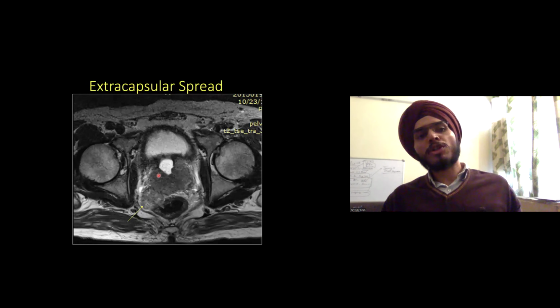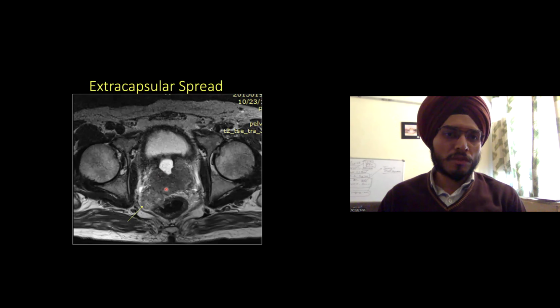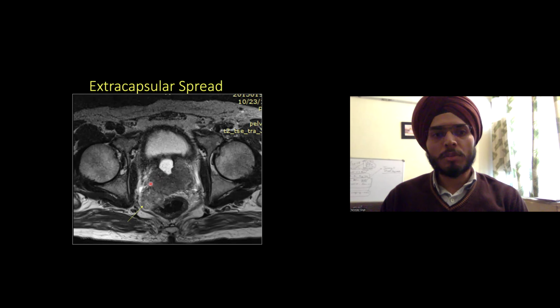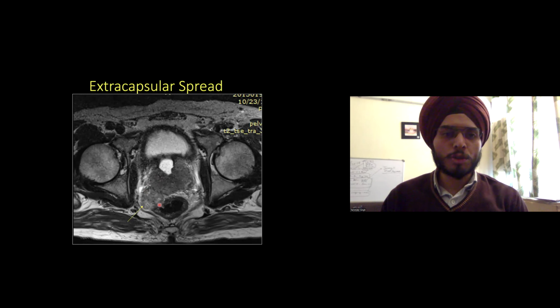And this is another patient where we can see a large lesion arising from the right peripheral zone, involving the neurovascular bundle, and it is also showing loss of fat planes with the rectum. So this is again an example of extracapsular spread.